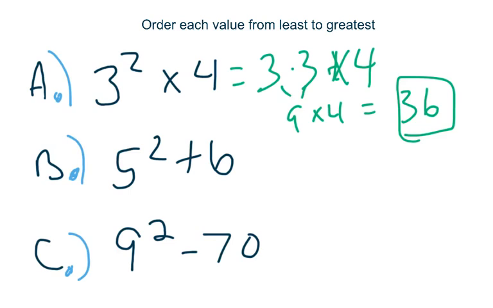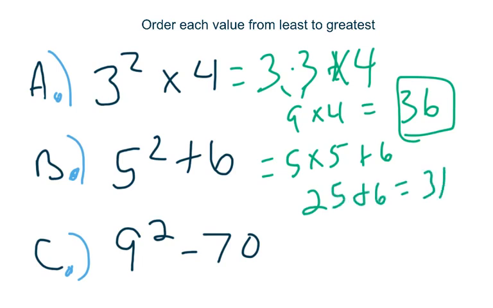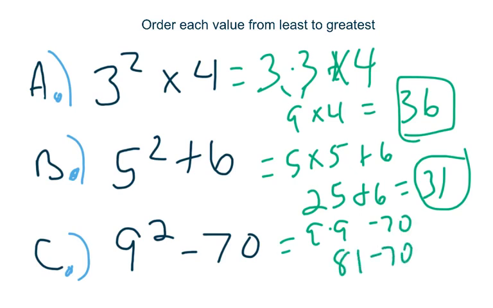5 squared plus 6 gives you 5 times 5 plus 6. 5 times 5 is 25 plus 6, which is 31. And last but not least, you get 9 times 9 minus 70. That gives you 81 minus 70, which is 11.